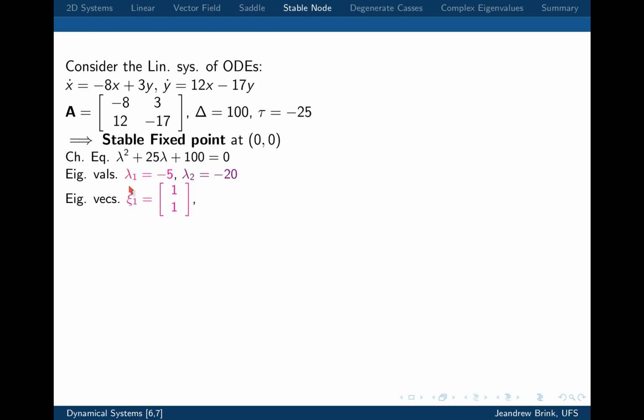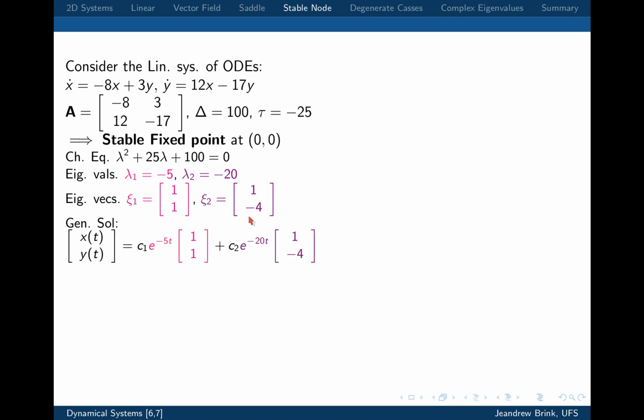You then go back and compute the eigenvectors. It's once again (1, 1) if lambda equals minus 5, and (1, minus 4) if lambda equals minus 20. And then you write down the general solution. So there's sort of a recipe for linear systems: you get c1 e to the minus 5t times your eigenvector plus c2 e to the minus 20t times your eigenvector.